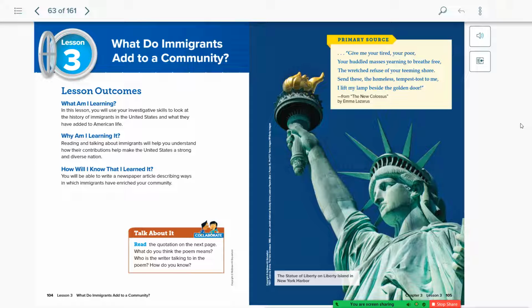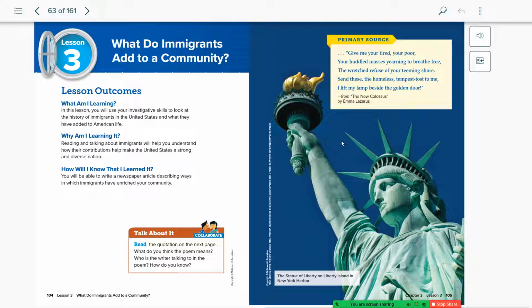Hello, and welcome to Lesson 3, What Do Immigrants Add to a Community? In this lesson, you're going to use your investigative skills to look at the history of immigrants in the United States and what they have added to American life. Reading and talking about immigrants will help you understand how their contributions help make the United States a strong and diverse nation, and you'll be able to write about these different subjects as we go along and answer questions.